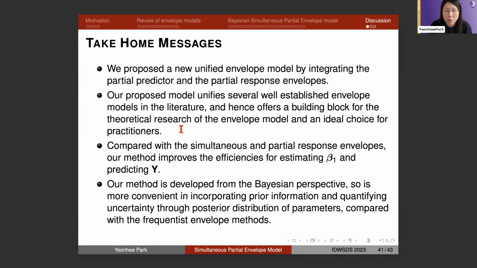So here is the summary. We propose a new unified envelope model by combining the partial predictor envelope and partial response envelope to offer a building block for the theoretical research of envelope models and provide an ideal choice for practitioners. We showed that our method improves the estimation efficiency and the prediction. And our method uses the Bayesian framework, so it is more convenient to incorporate the prior information and to quantify the uncertainties through the posterior distribution.